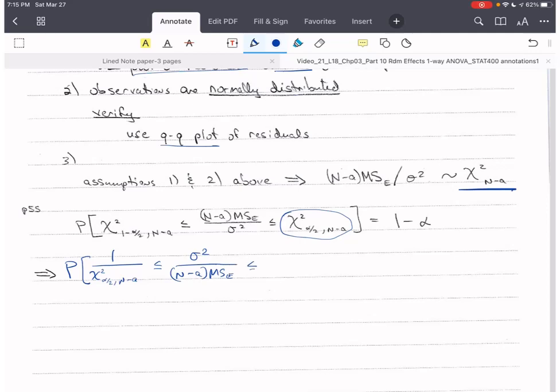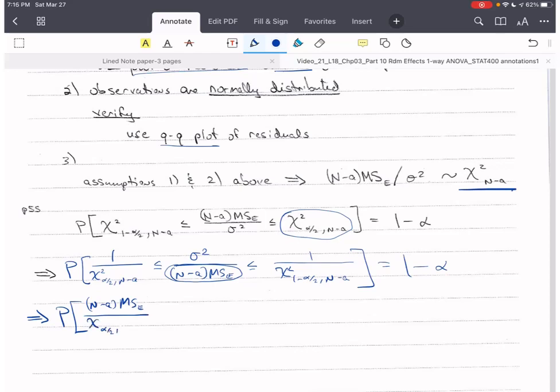And then I'm going to have 1 over the chi-squared 1 minus alpha over 2 with n minus a degrees of freedom. And that is still 1 minus alpha for the probability. Now, I'm going to multiply all 3 portions of this inequality by the denominator in the middle, which is n minus a times MSE. So this is going to give me the probability of n minus a times the MSE divided by the chi-squared alpha over 2 with n minus a degrees of freedom.